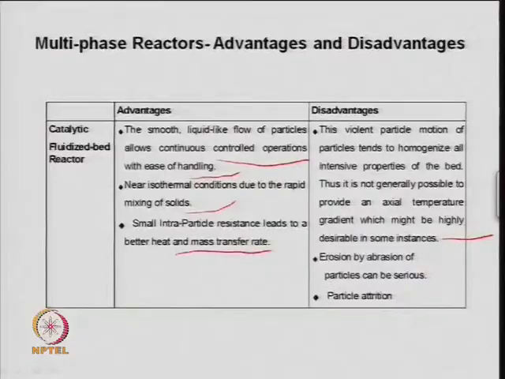So, this is one problem, but because of the well mix, just like in a CSTR, you cannot get the gradient of temperature. So, in this case also the temperature gradient is not generated.